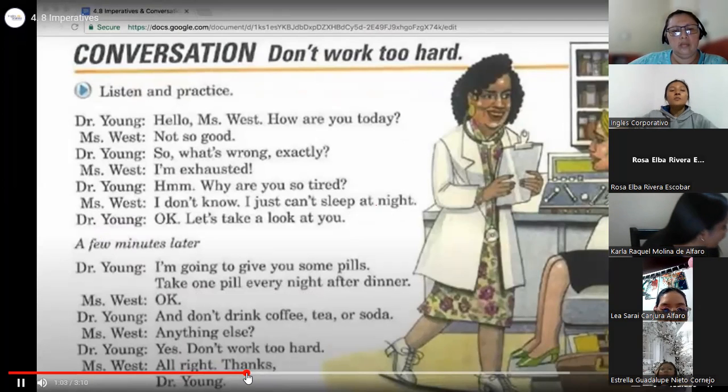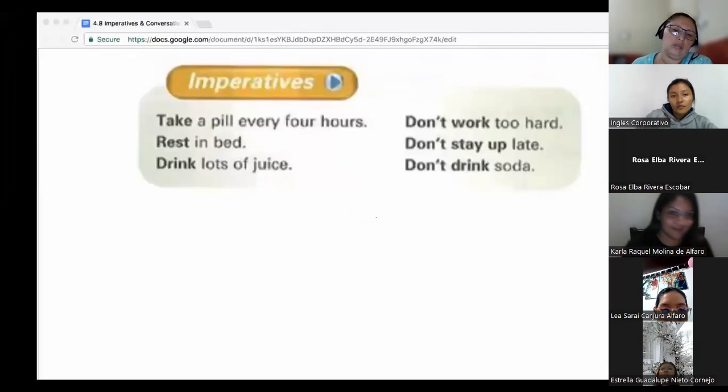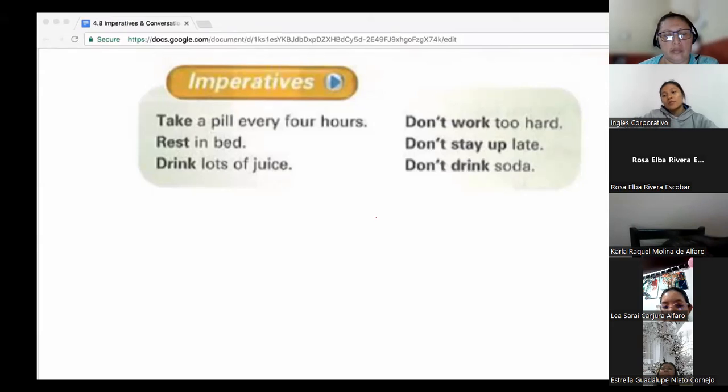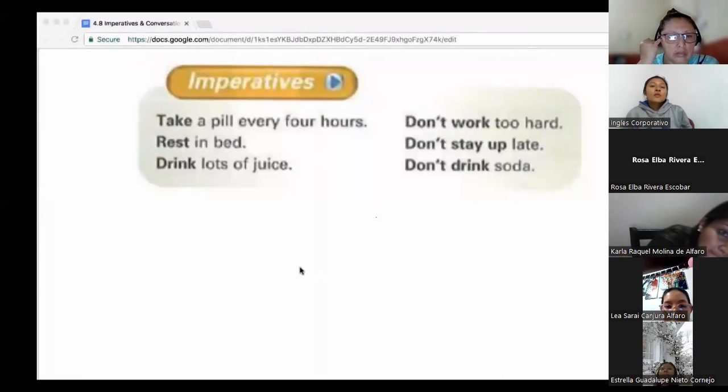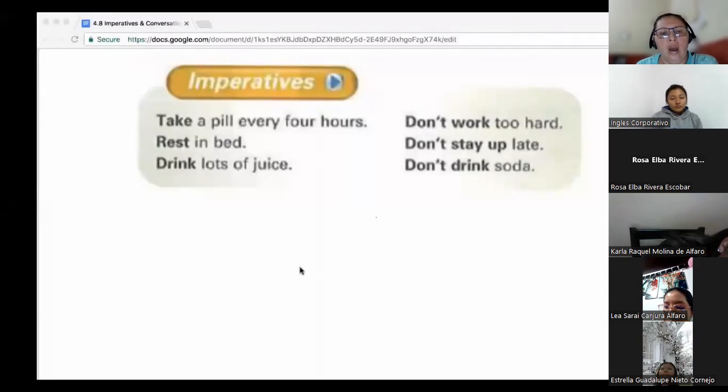The conversation that we just heard illustrates the conversation between a doctor and a patient. Typically, whenever we are sick and we go to the doctor, we're going to receive instructions from the doctor so that we can get better. We use imperatives to give instructions. Take a pill every 4 hours. Rest in bed. Drink lots of juice. Don't work too hard. Don't stay up late. Don't drink soda.